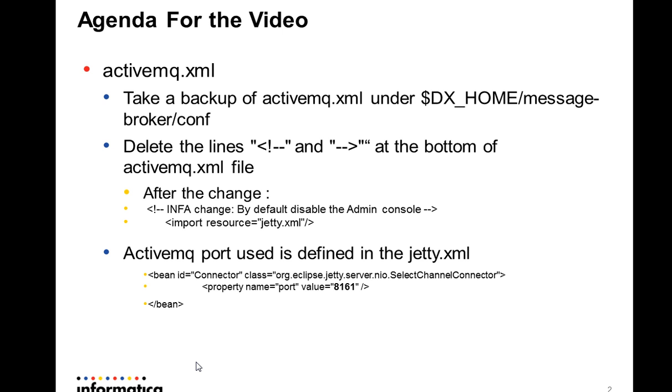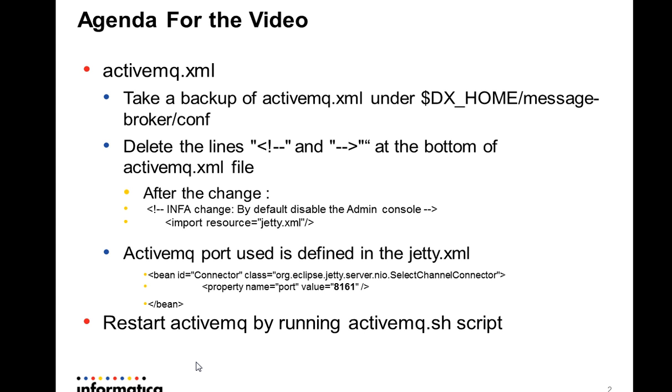The ActiveMQ page is going to use the port 8161 by default. You can make sure which one is being used by looking at the jetty.xml file. Take a look at this property here, property name port, value 8161 or any other port number. After you have done this change, you need to restart ActiveMQ by running the activemq script.